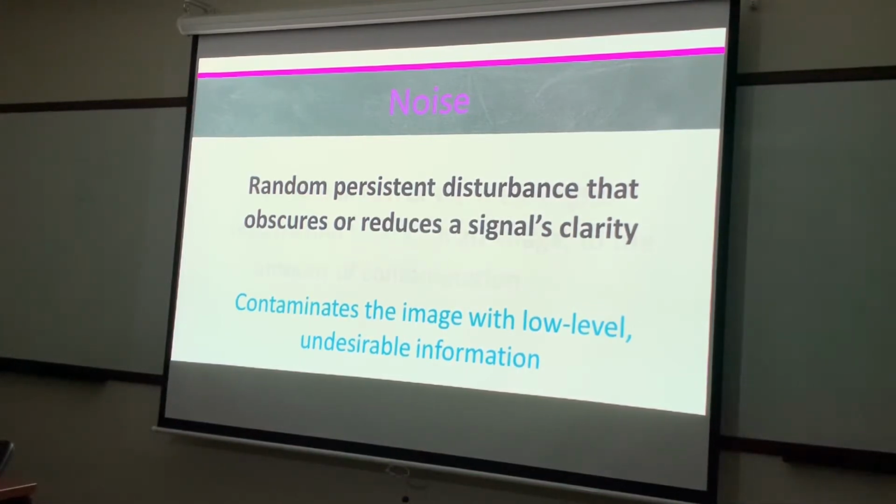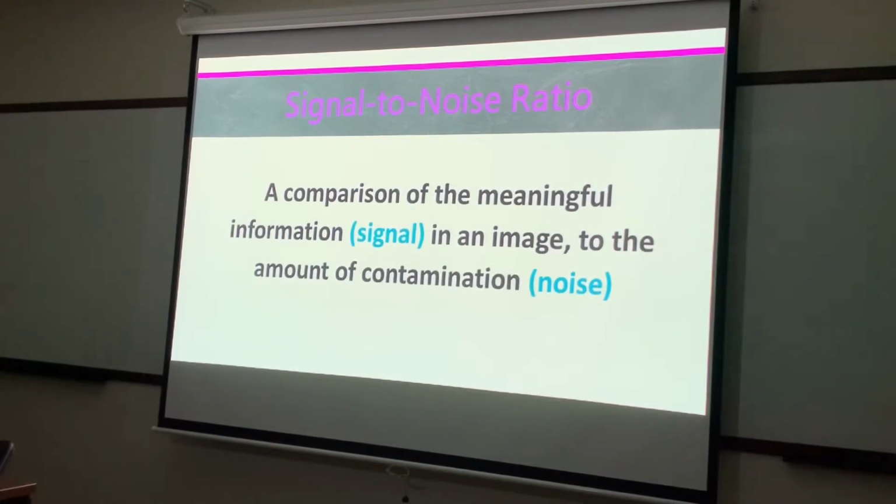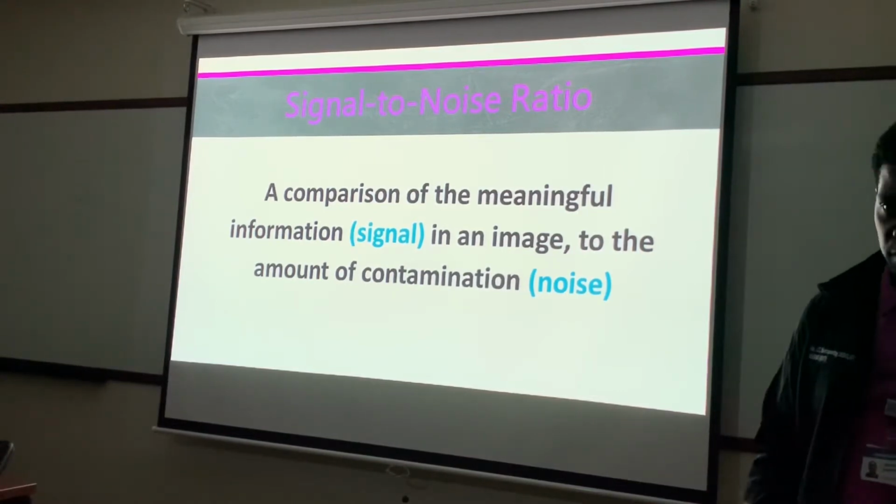So, when we're talking about noise, we have what's called the signal to noise ratio, the S to N ratio. That is a comparison of meaningful information to contamination. So our signal will be our meaningful information, and our noise would be our unwanted, meaningless information. That's the comparison. That's what the signal to noise ratio is.